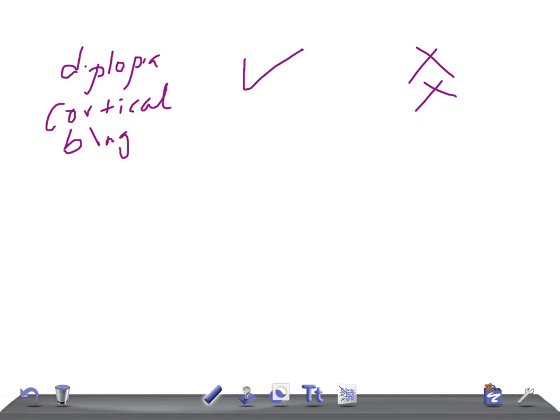If there's benign paroxysmal positional vertigo, that's really very important. The treatment for that is a maneuver known as the Dix-Hallpike maneuver. So those are things you should know about this vertigo.